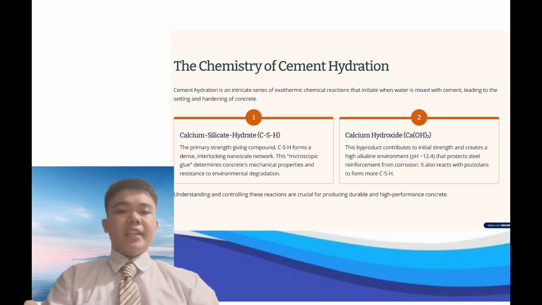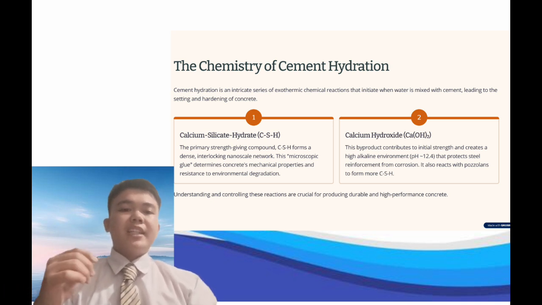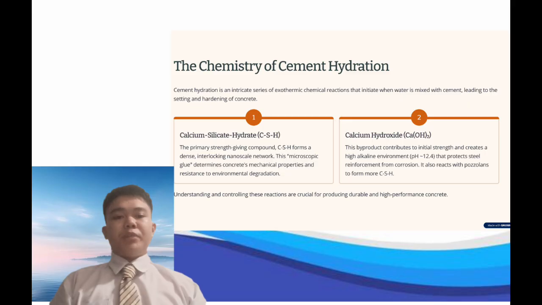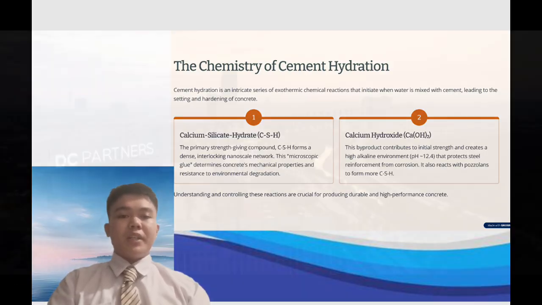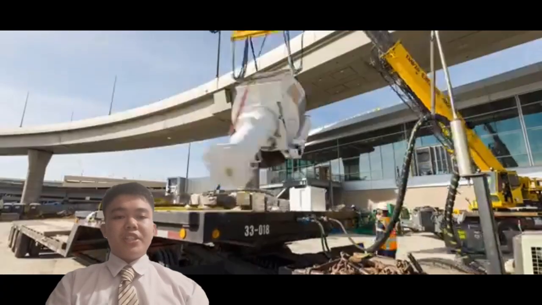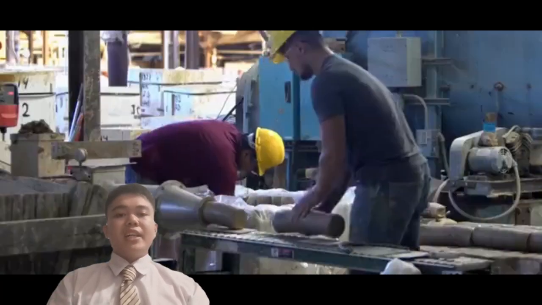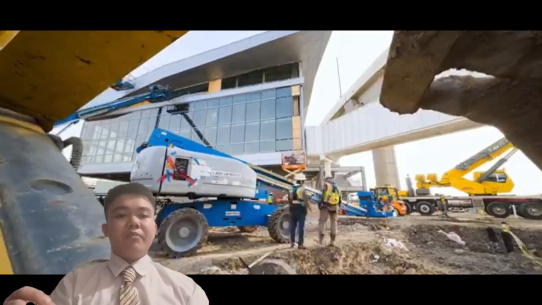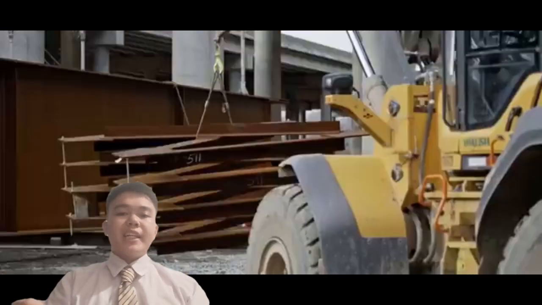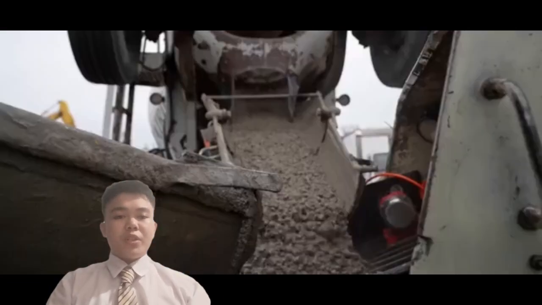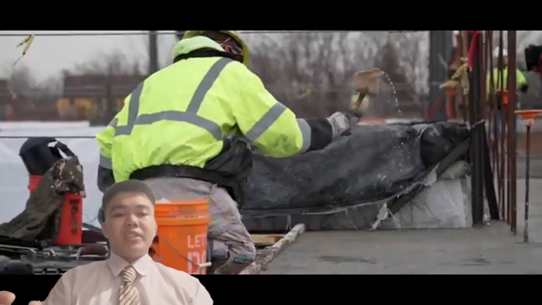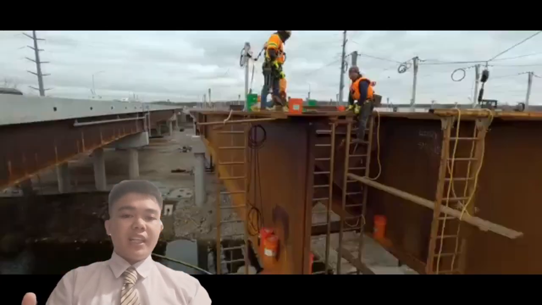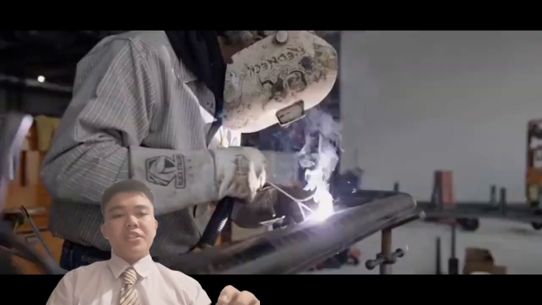And the next is calcium hydroxide. It is another byproduct of cement hydration, forming 20 to 25% of hydrated cement paste. It is vital for concrete strength by reacting with pozzolans to create more strength-giving CSH gel, but it also gives the high alkalinity with a pH level of 12.4 that protects steel reinforcement from corrosion. Though excessive amounts can lead to issues like sulfate attack or carbonation if not managed.